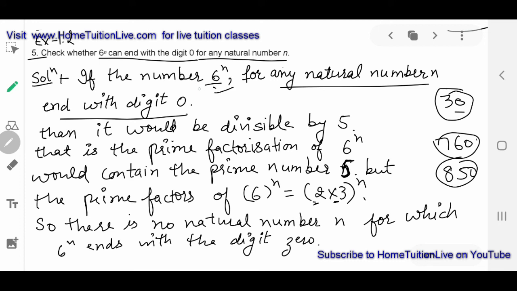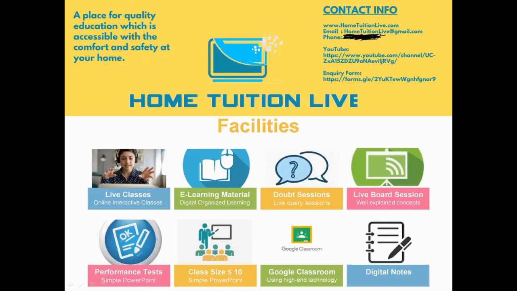It means when we do the prime factorization, it would contain the prime number 5, but the prime factors of 6 are 2 into 3. There is no 5 in this, so we can say that there is no natural number n for which 6 power n ends with the digit 0.